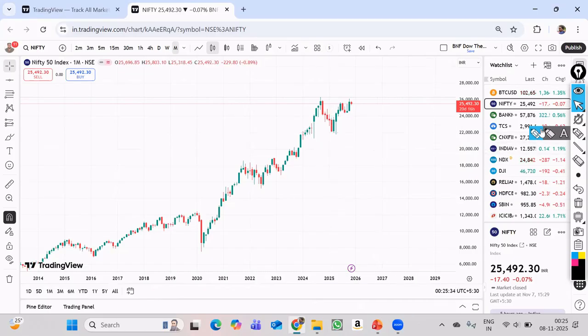So this is the monthly chart. So what do you see in the monthly chart? See, last time we spoke about correction.